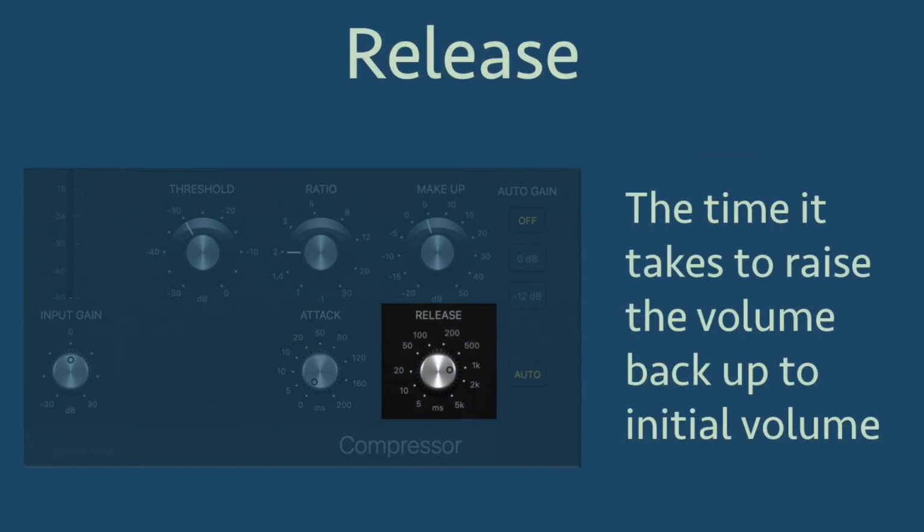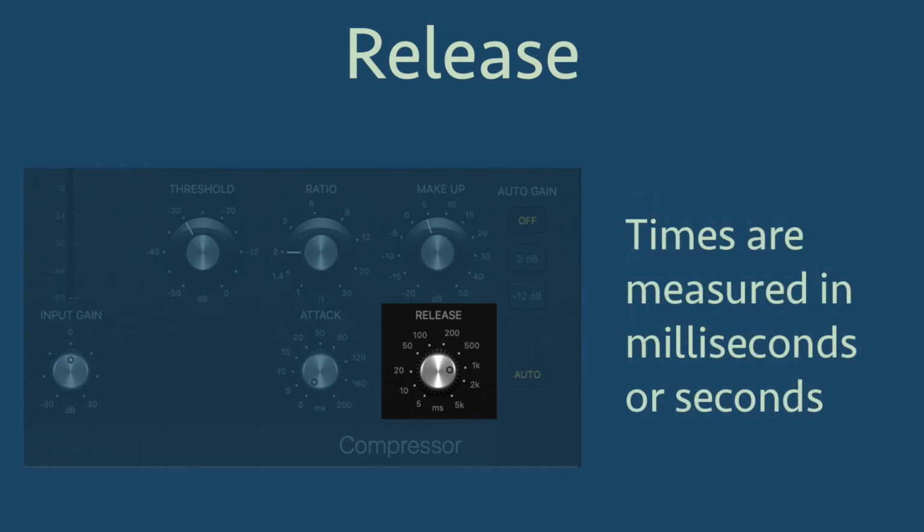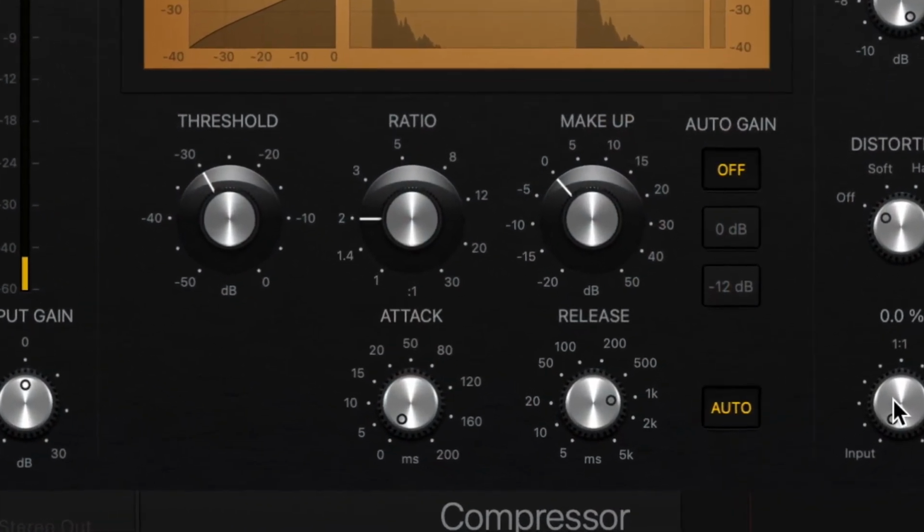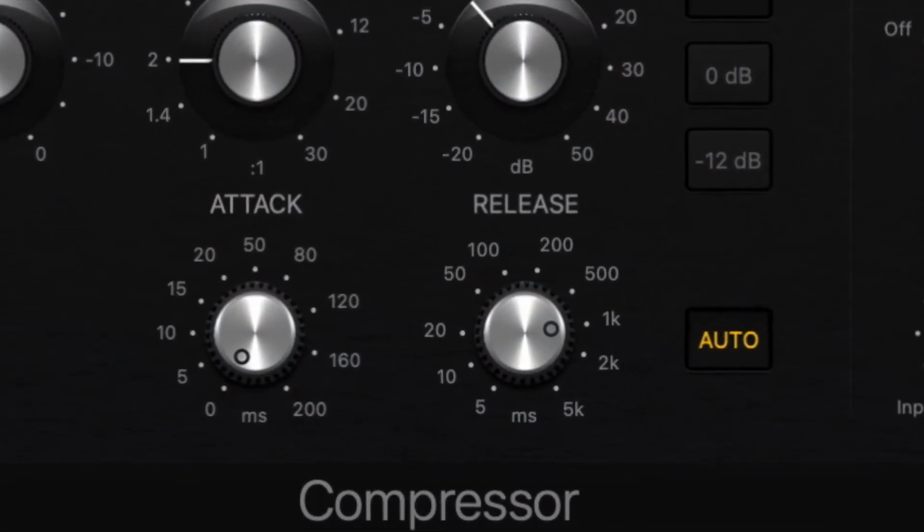One thing to point out from this demonstration, after the compressor does its job of lowering the volume, it then returns the volume to where it was initially. This return is called release. The parameter is also a measurement of time, just like the attack parameter on the compressor, and also just like the release parameter on a synthesizer. Options for release time are usually longer than those for attack time, and typically release times are measured in milliseconds or seconds. For the piano demonstration, the release time was 1000 milliseconds, or 1 second.